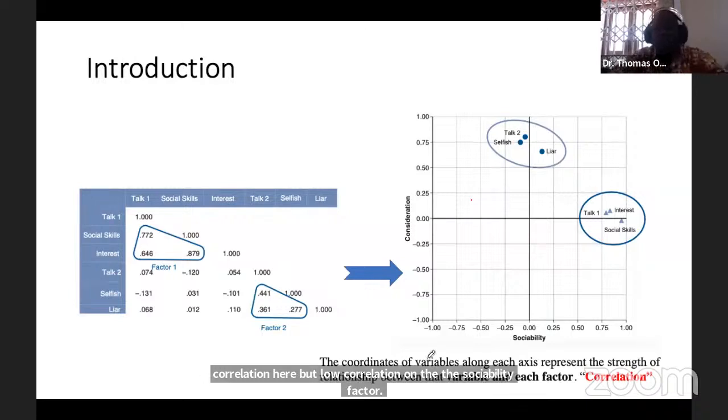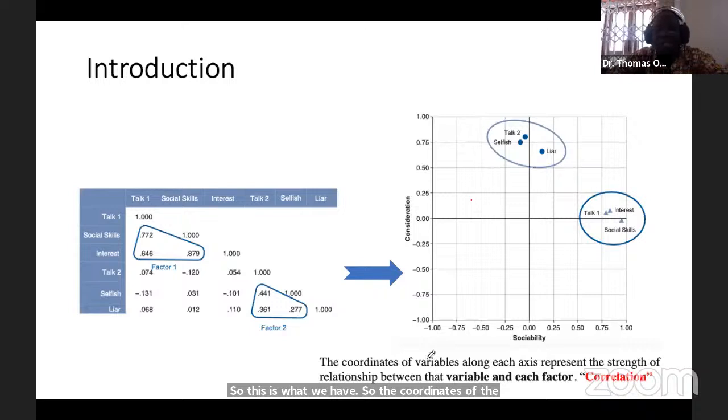So the coordinates of the variable along each axis represent the strength of the relationship between the variable and each factor. Okay. And if, for example, you get some variable that seems to fall somewhere here, if you're constructing questionnaires, now these variables are not contributing to this and are not contributing to that. So these variables probably are not very useful as far as your construction of the questionnaire is concerned, if you want to measure popularity in your population.